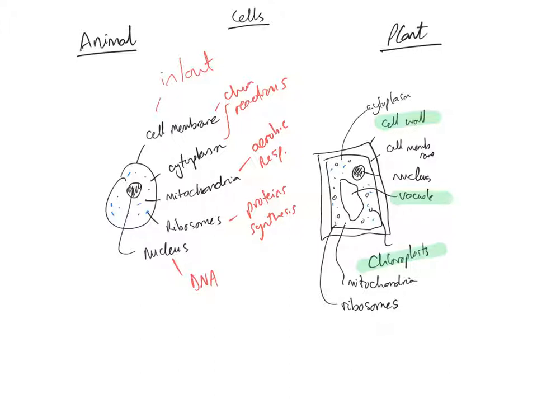And onto the plant. So the cell wall is made of cellulose and provides support. The vacuole contains cell sap, and the chloroplasts are responsible for the photosynthesis reaction.